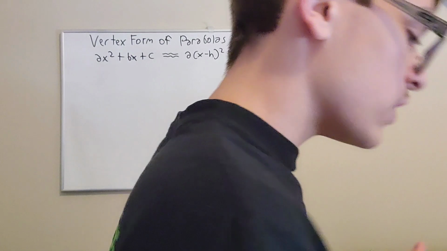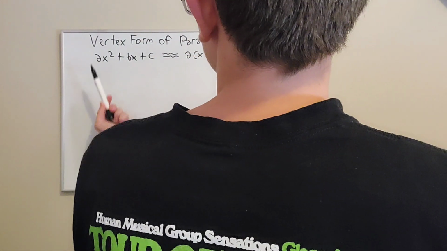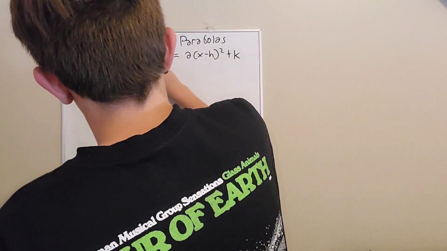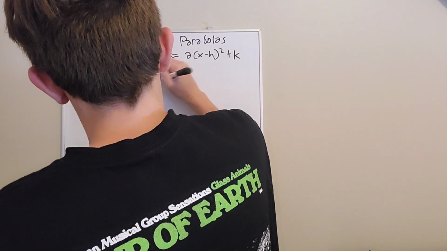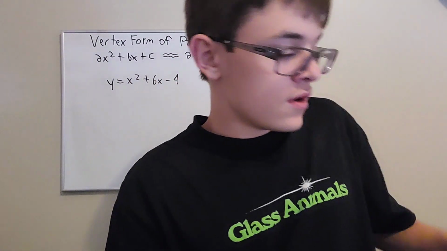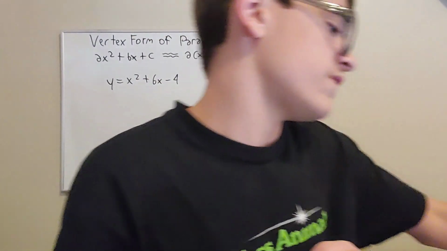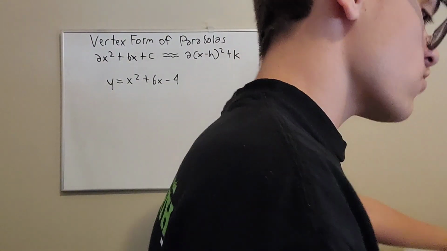But let's just get started with the question, with the parabola that we are going to use to get the vertex form. We have y equals x squared plus 6x minus 4, the example question from the packet that I have right here. And we're going to be breaking down the 5 steps to get it from standard form into vertex form.